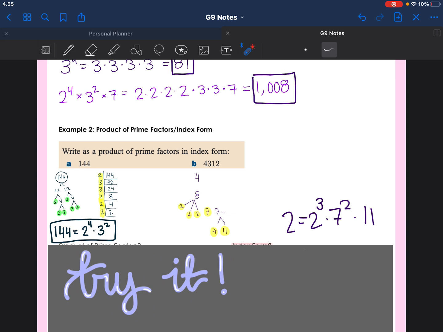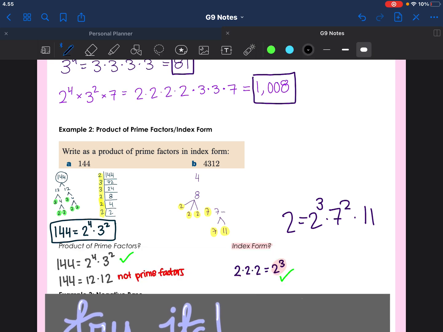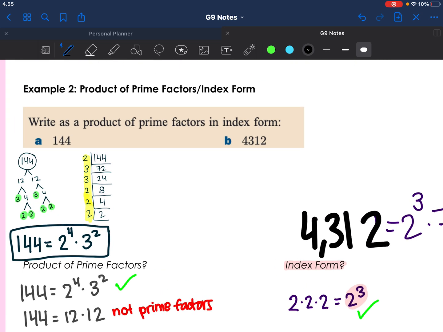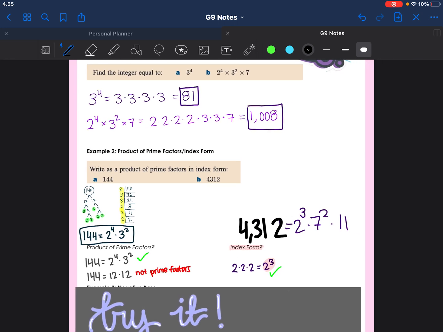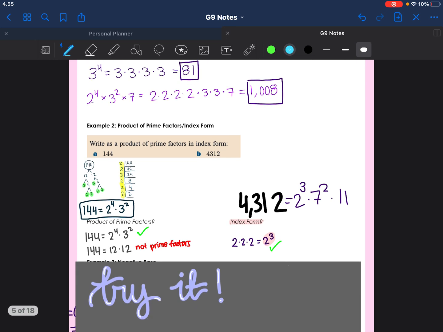Okay, and then 4,312 turns out to be, okay, I'm missing some of my numbers again. 4,312 equals 2 to the power of 3 times 7 to the power of 2 times 11. But what I did here, before it was erased, was the prime factor tree. But you guys can always check with your calculators if you got them right.